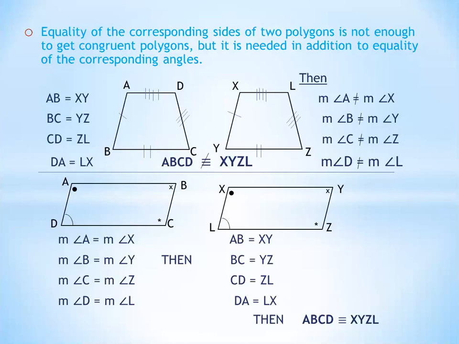So here again, if I have two polygons and their corresponding sides are equal, are they congruent? No, they are not congruent. But if their sides are equal and their angles are equal, then they are congruent.